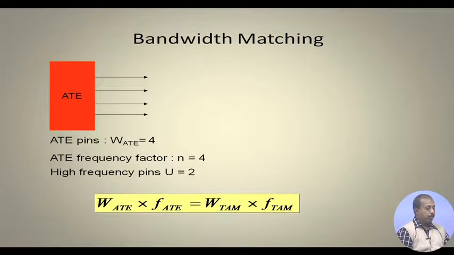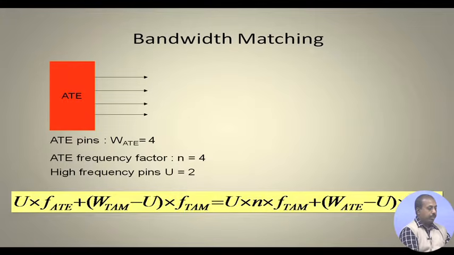Now, this formula has to be satisfied. W_ATE is the width of the ATE, multiplied by F_ATE, the number of bits transferred through this channel per unit time. That should be the same as W_TAM multiplied by F_TAM, the number of bits actually reaching the core. So they should be matched. Naturally there is a mismatch here.